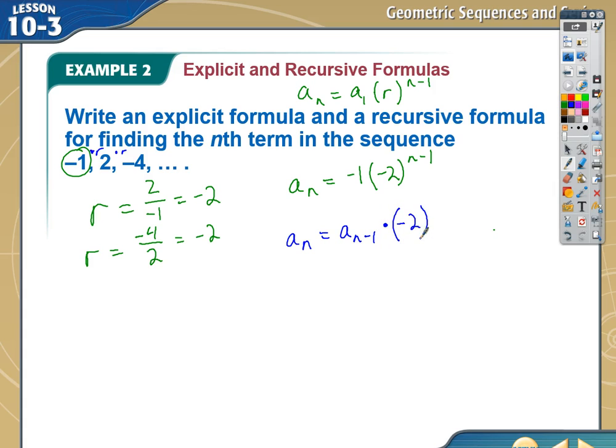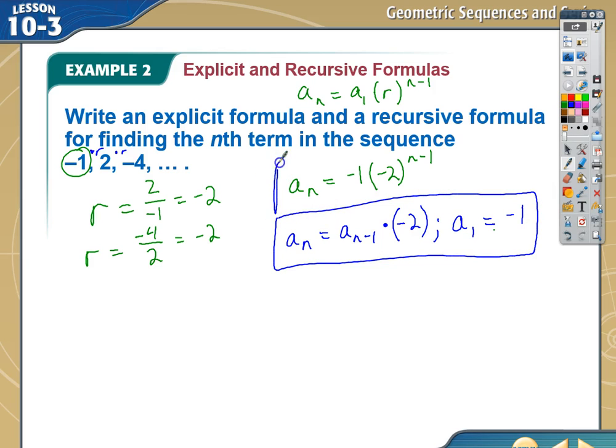Well, what's my common ratio in this case? -2. And with a recursive formula, you always have to declare what your first one is. So I put a little semicolon there, and I say, well, what is my first one? My first one is -1. So here's my recursive formula. There's my explicit formula. And I'm done.